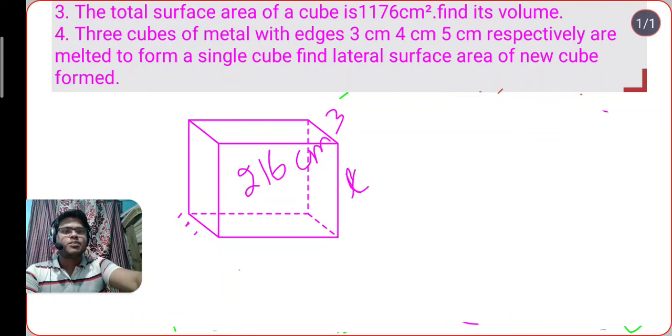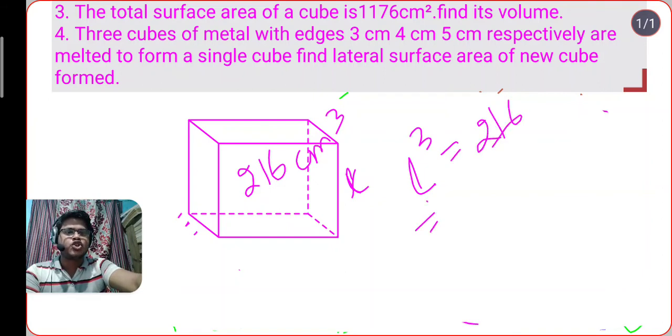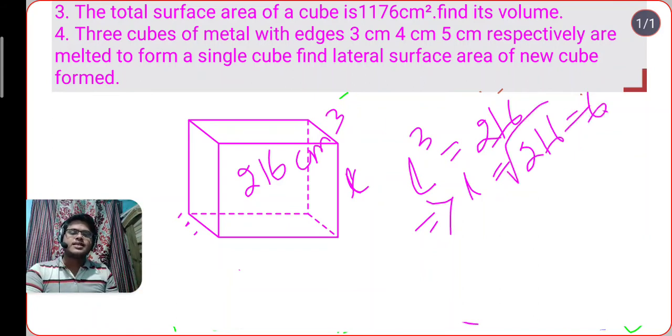Whenever you go for the lateral surface area, before that we first have to calculate the volume and then get L. So what is the formula of the volume? That is L cube, because the formula is side cube. So L cube is equal to 216. So we have to take the cube root of 216. We are getting the value 6. The result is 6 here.